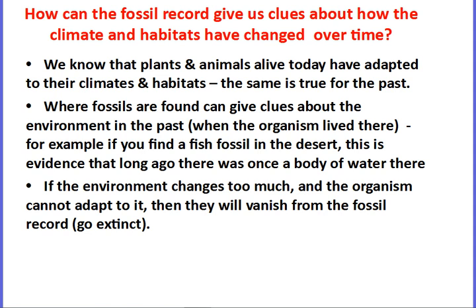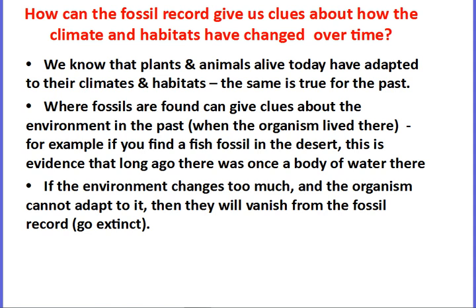If they can't survive in that climate, then they go extinct. But plants and animals have certain adaptations to survive wherever they are. And again, we know the same is true for the past. These laws of nature apply now, and they apply in the past. So when we find fossils, they can give us clues about the environment in the past, when the organism lived there. For example, if you find a fish fossil in the desert, this is evidence that long ago there was once a body of water there. We know fish live in watery environments. Fish don't live in the desert. So if we find a fish fossil in the desert, that provides evidence that at some time in the past, when that fish lived there, there was water there.